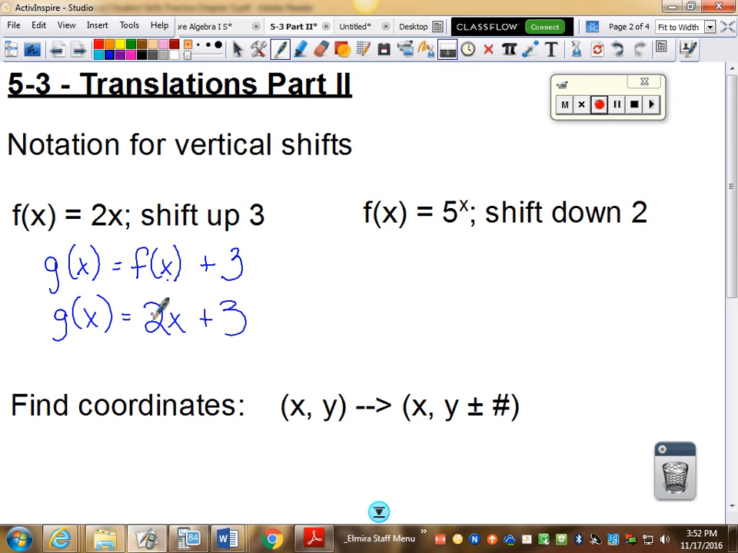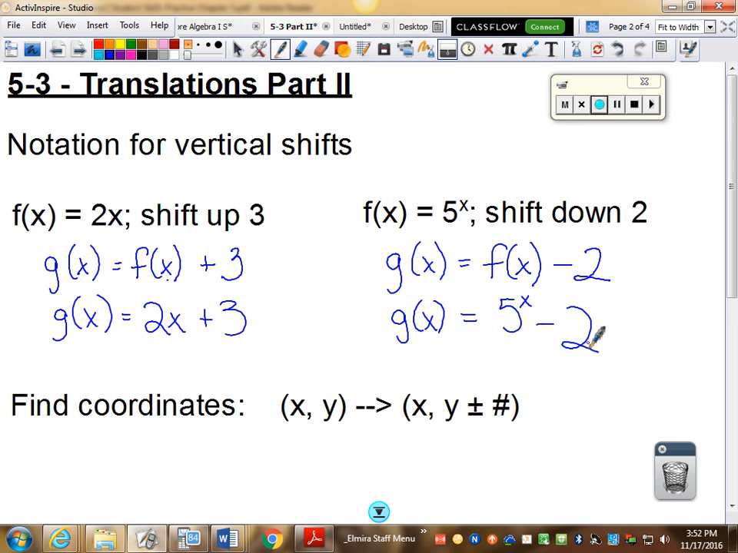All right, f of x equals 5 to the x power, and it says shift 2 down. That means we're taking our entire function, f of x, and subtracting 2 from it. So if f of x equals 5 to the x power, basically, guys, I'm just subbing these things out. If f of x equals 2 to the x, then I'm just substituting those things in and out of g of x because they're equal to each other.